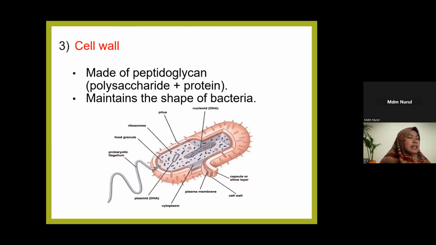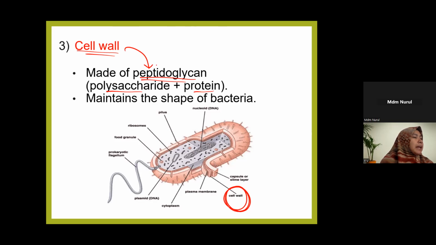Okay, next one is the cell wall. Okay, so remember back, the cell wall is the outermost coating. The next coating after the capsule or glycocalyx. Okay, so the cell wall is made of peptidoglycan. So ingat, cell wall of bacteria is made of peptidoglycan. Peptidoglycan adalah gabungan polysaccharide plus protein. That's why nama dia peptidoglycan.